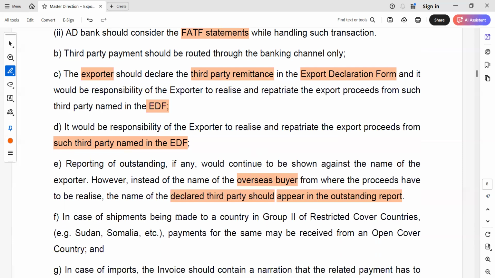In case of shipment being made to a country in Group 2, restricted cover country like Sudan, Somalia, payment for the same may be received from an open cover country. So friends, the restricted countries cannot make foreign payments. So in that case, the payment should come from an open cover country as per the agreement. Okay.